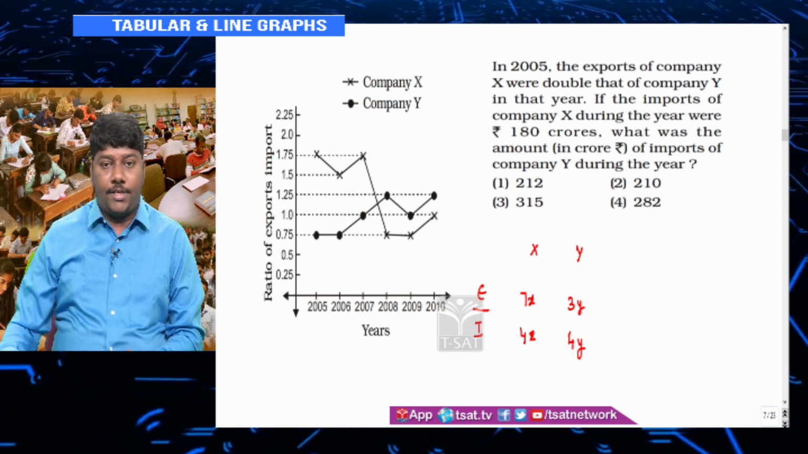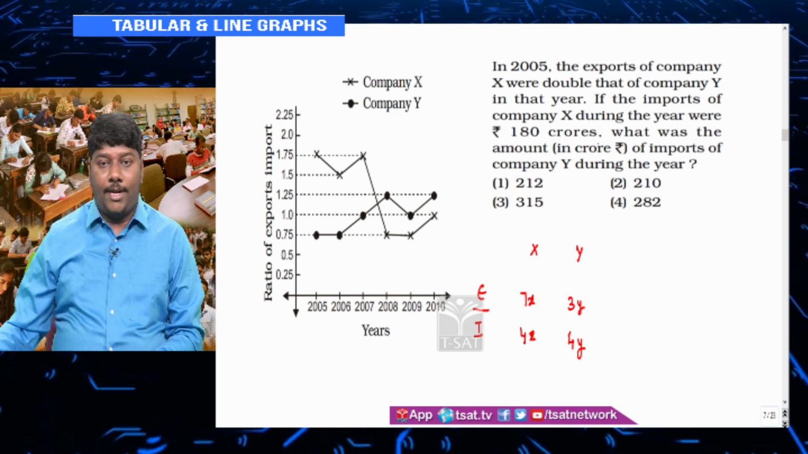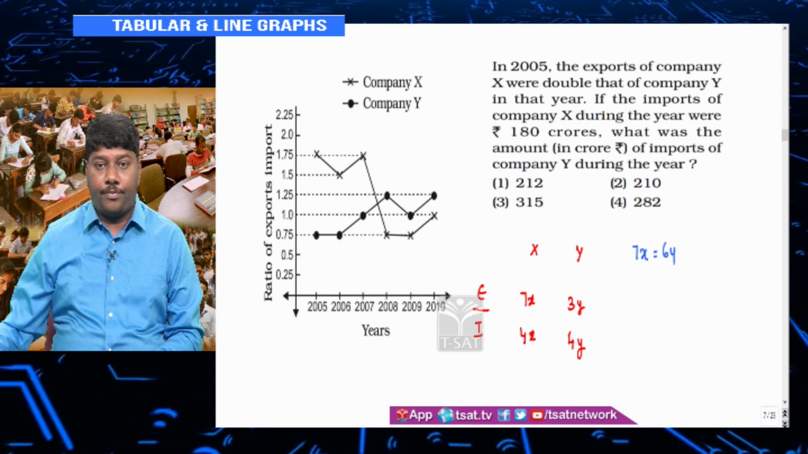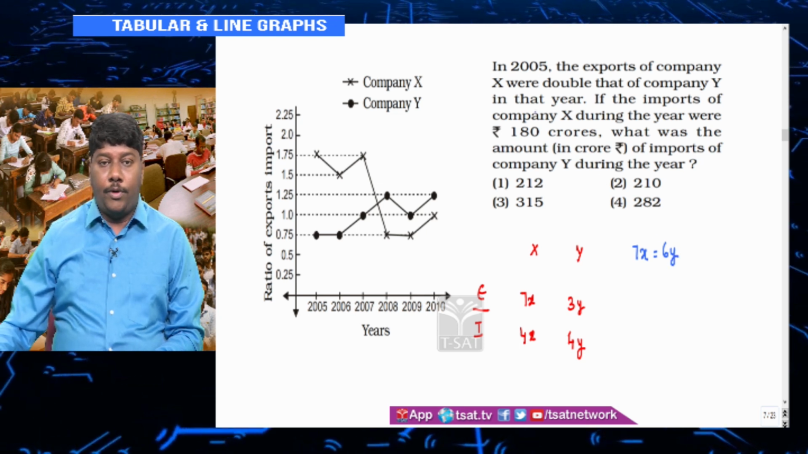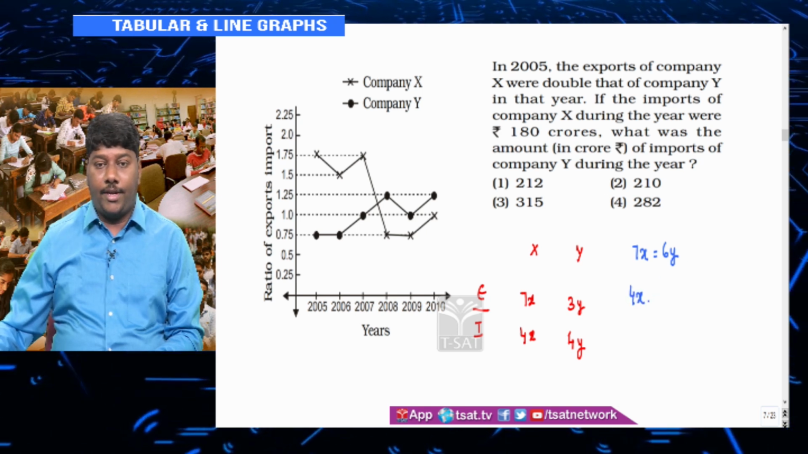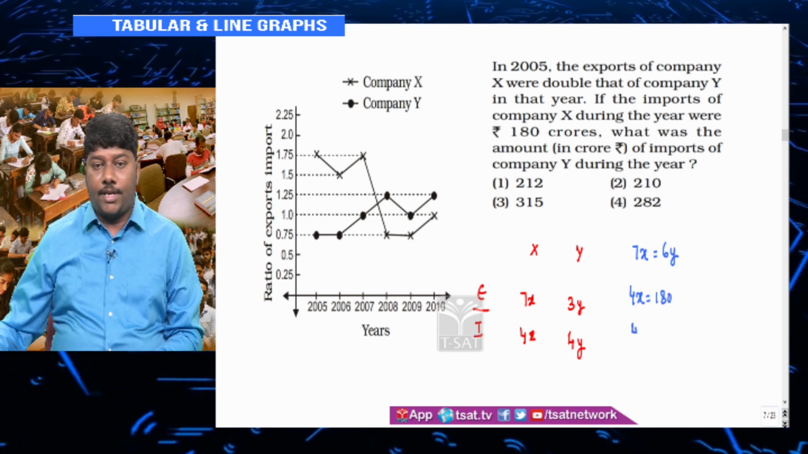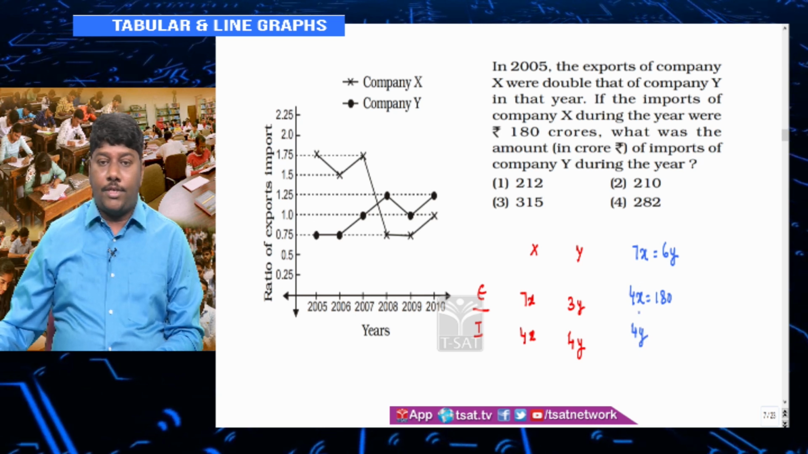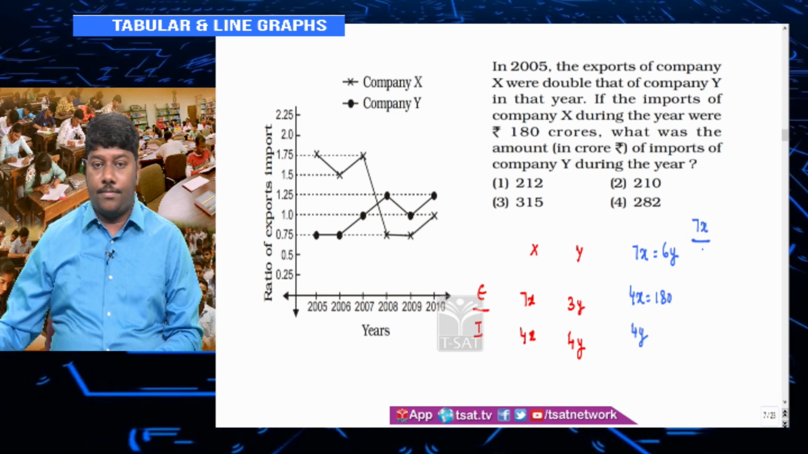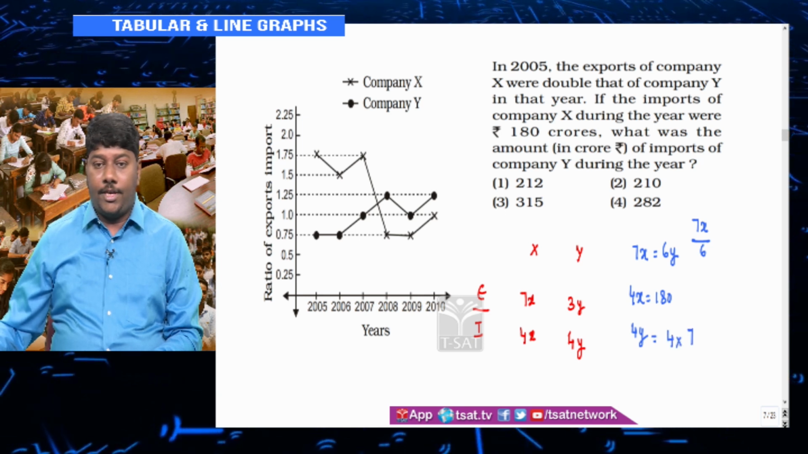And what does he say? He says in 2005 the exports of company X were double that of Y. So 7x is equal to double of 3y, which is 6y. And he gives you that imports of company X during that year is 180 crores. So 4x is equal to 180, and he is asking you the imports of company Y during that year. So 4y he is asking, right. First of all, what is y in terms of x? It is 7x by 6. So I will take it as 4 into 7x by 6.